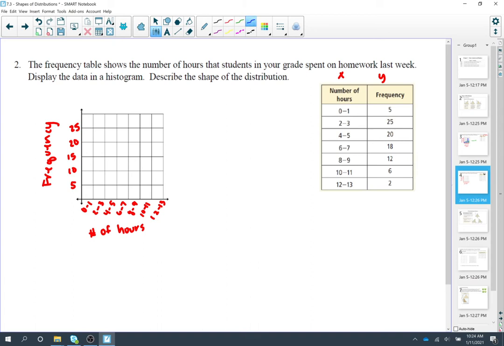Then we're going to draw our bars, make sure they touch. So 0 to 1 was 5. And then 25. And then 20. Usually when I do this, if I'm doing it with a pencil, I try to use different shading. That way you can see distinctly the differences between the bars.